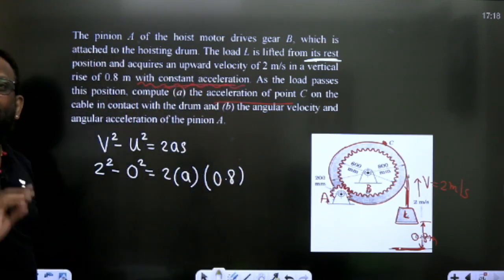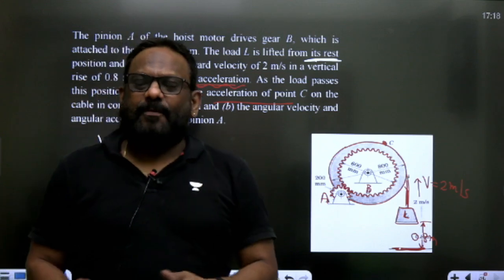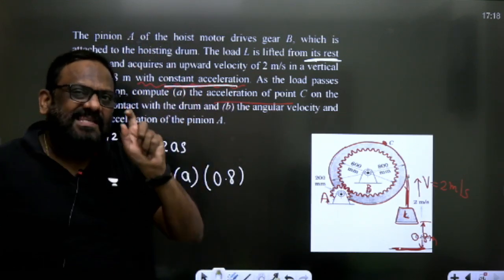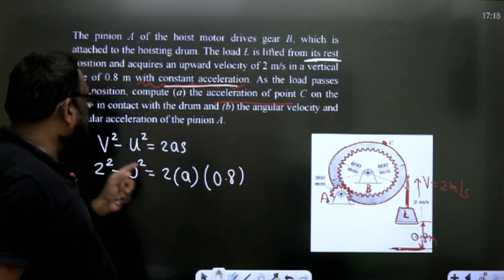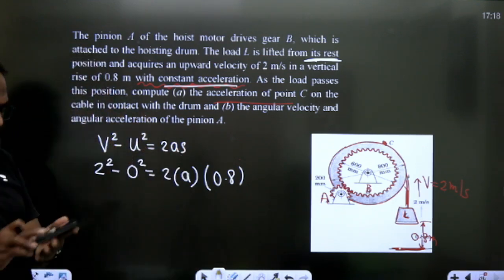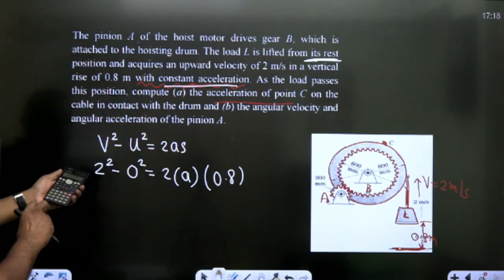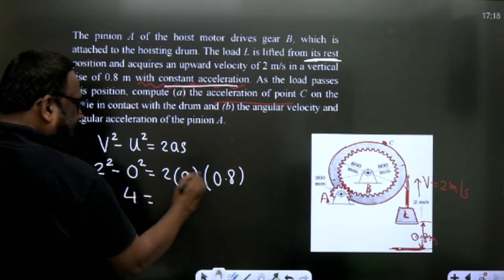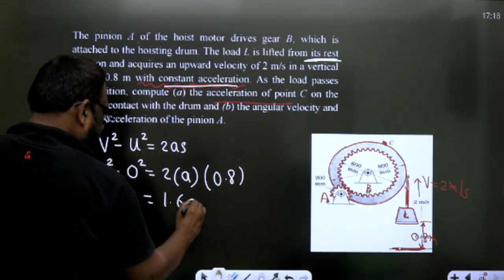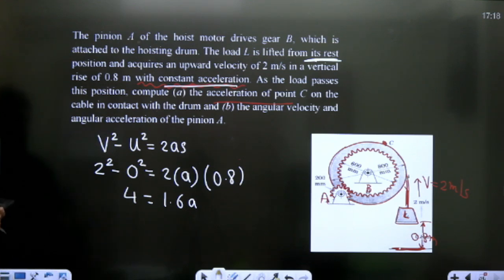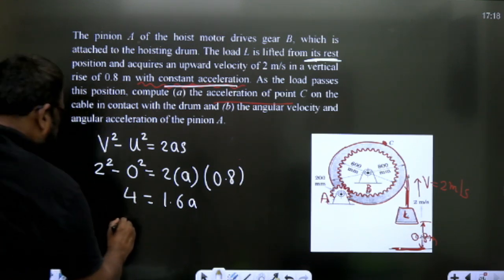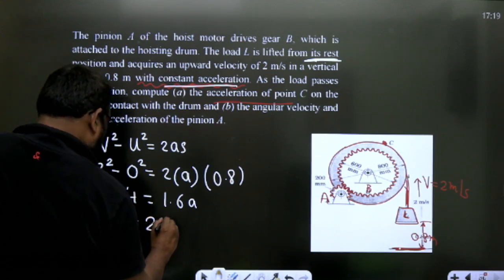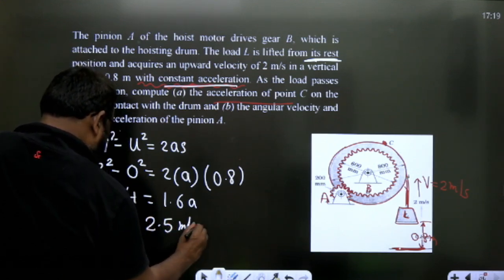देखो कितने concepts linked हैं sir. So with this information, he used one word, constant acceleration. If the acceleration is not constant, I am not supposed to use this equation. चलो, let's find out the acceleration. तो 4 ये आएगा, 2 square is 4 minus 0 is equal to 2 into 0.8 is 1.6a. So you will get 4 by 1.6. So I think the acceleration is कितना आ रहा है सर? 2.5 meter per second square.